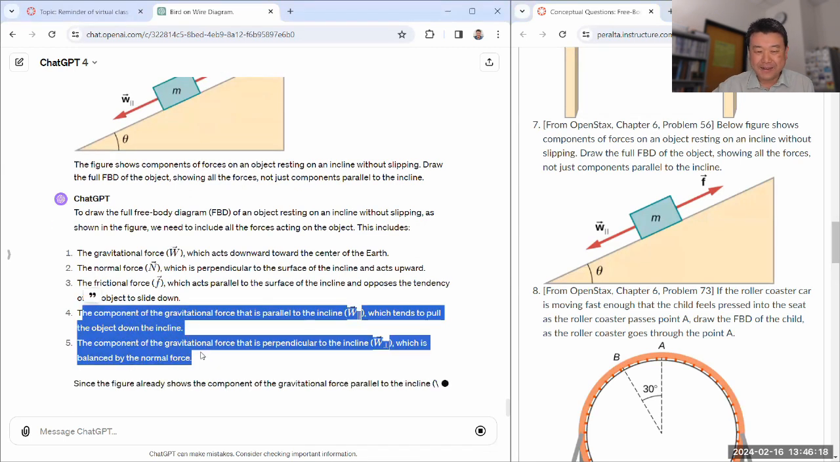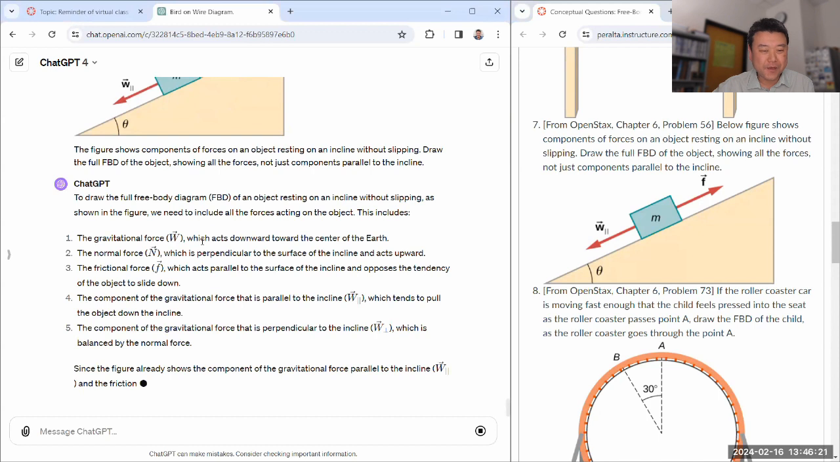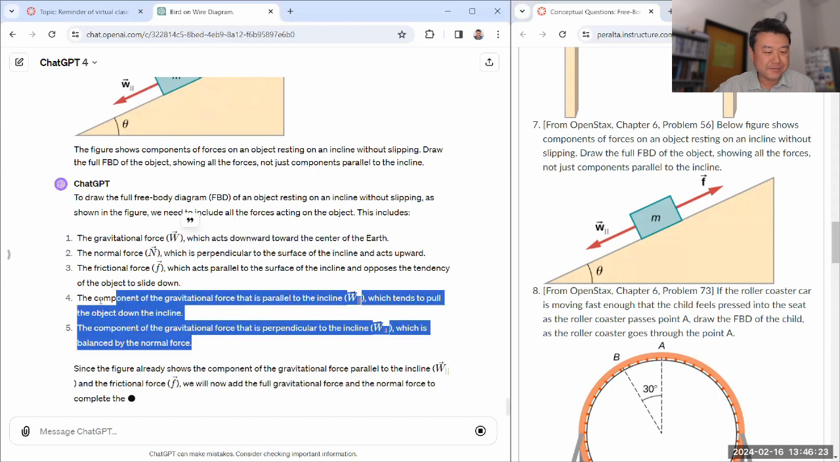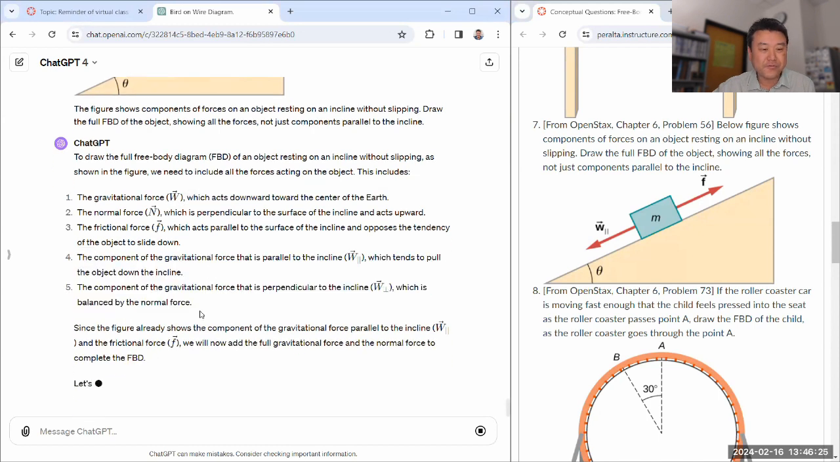This is where, where is this even coming from? If you have one, you have these. You shouldn't be drawing two additional arrows that don't belong there. I mean, as part of problem-solving steps, you would be breaking forces into components, but you don't treat it like it's a separate force.